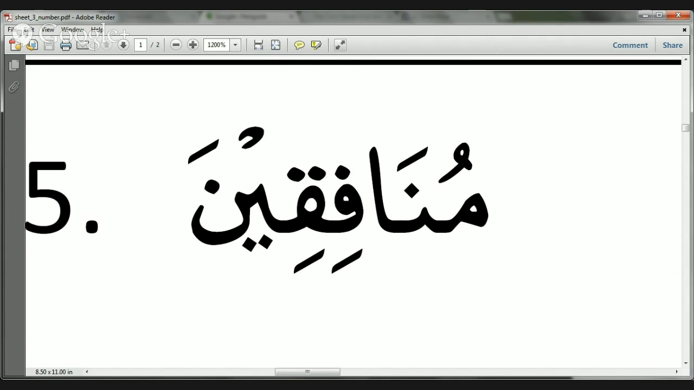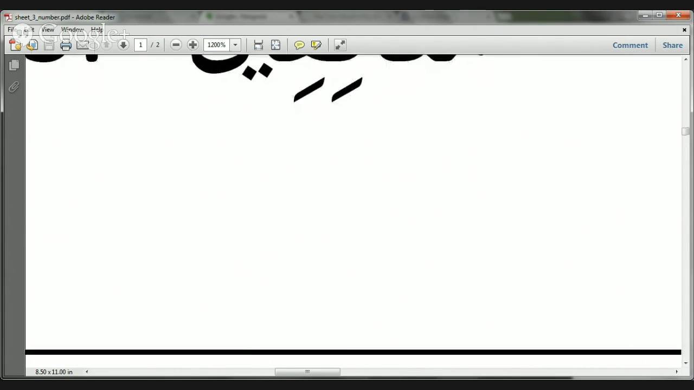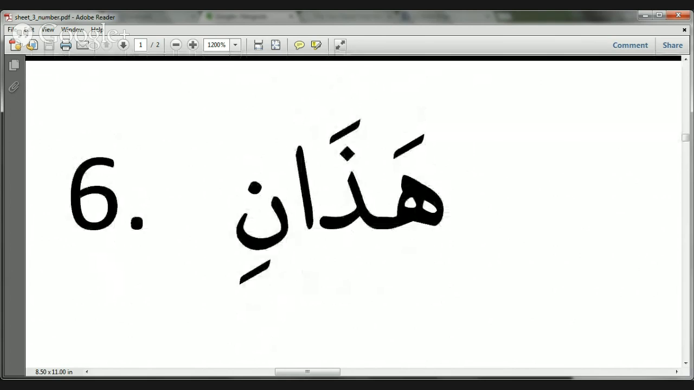When I ask you munafiquna, you need to say plural, not plural. Okay, there's a difference between both of them. Big difference. Munafiqina is a sound plural. Good. Why? Ina. Good. Hadani. Why? Ani.